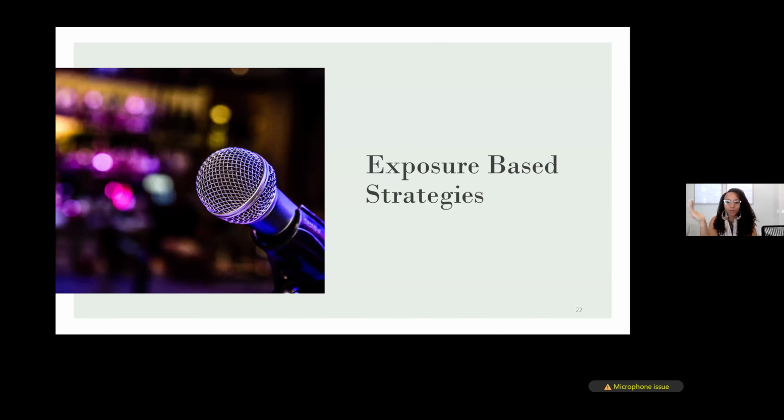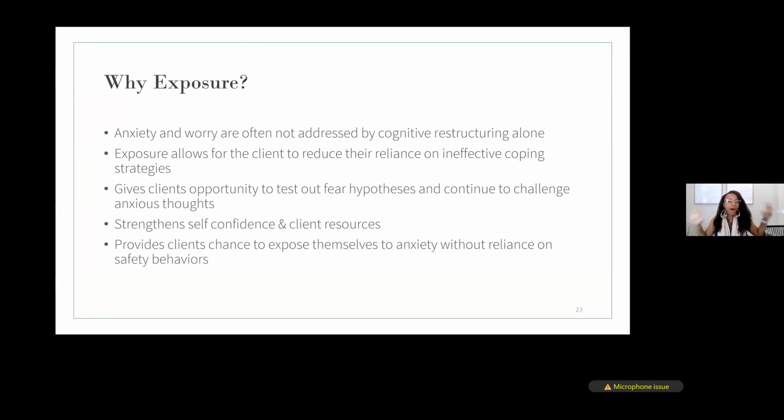So let's talk about exposure. Remember, when we're talking about anxiety, we have to deal with the cognitions, but we also have to deal with the somatics and the behavioral pieces. There are different kinds of exposure types. Well, why exposure in the first place? Exposure is a really good way of helping clients have the experience of resourcing.